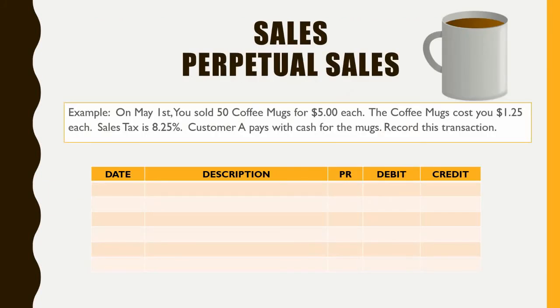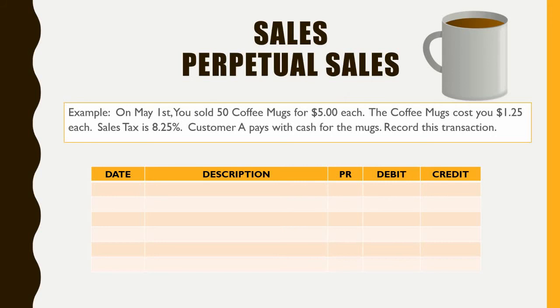So with that, let's go ahead and practice our first section here where we sold something. The example is that on May 1st, you sold 50 coffee mugs for $5 each, and these coffee mugs cost you $1.25 each. Sales tax is 8.25%. Customer A pays with cash for these mugs.